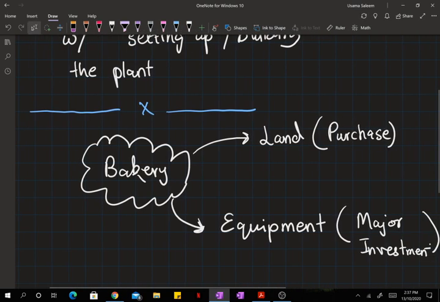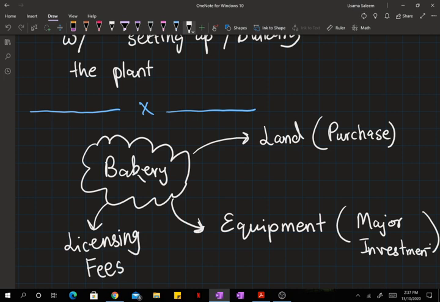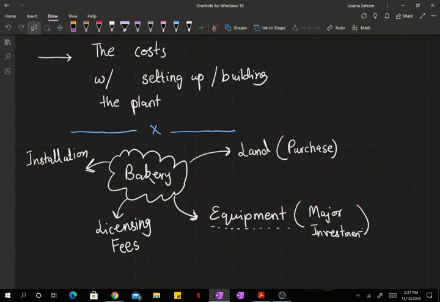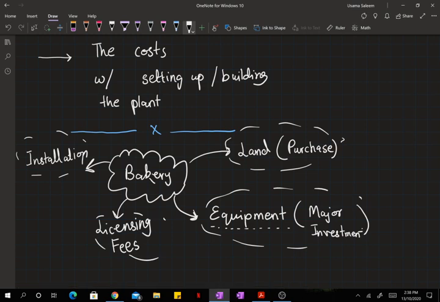And in addition to that, let's see, there will be some licensing fees, right? Yeah, I'll have to pay some sort of licensing slash legal fees if I want to open a bakery. Okay. And of course, there are gonna be installation costs. I'll have to get power from the grid. I'll have to make sure everything is all set up and functional. I mean, once you buy the equipment, I also need it delivered and installed. Okay, so all of these costs that we've talked about here are the capital costs of setting up a bakery.